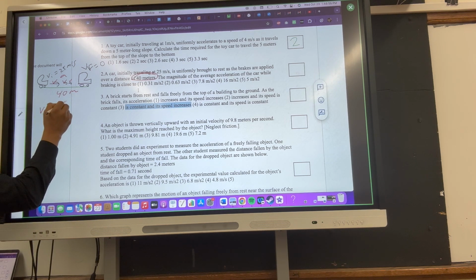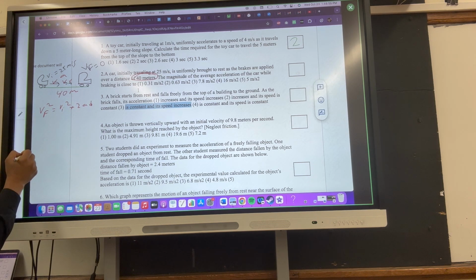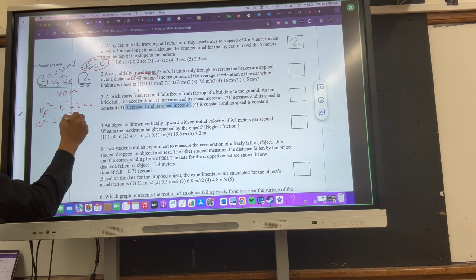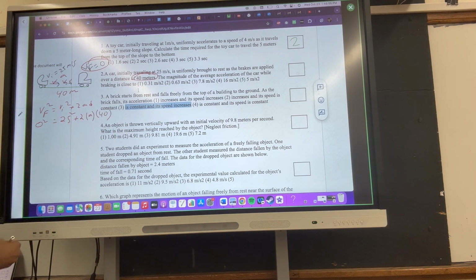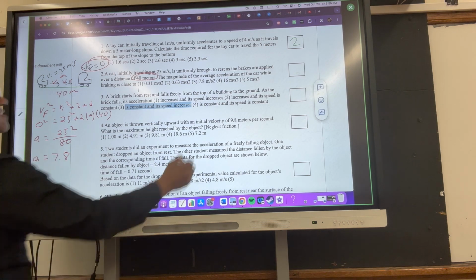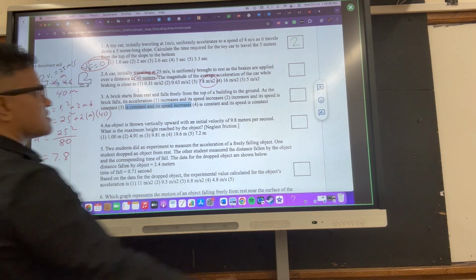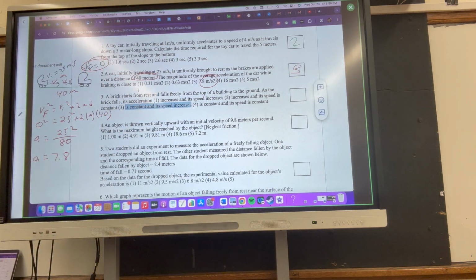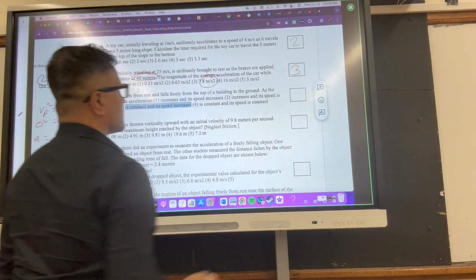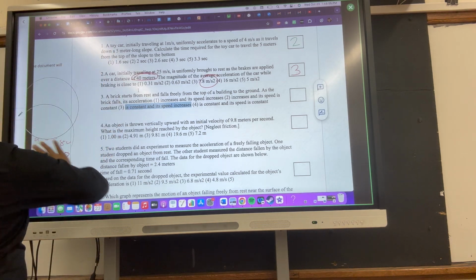Vf square is equal to Vi square plus 2ad. All right, so Vf square is what? 0 square, because your final velocity is 0. Vi square is 25 square plus 2 times a times d, where d is 40, right? So you have acceleration is 25 square over 80, and that is 7.8. Acceleration is 7.8. That is choice 3.